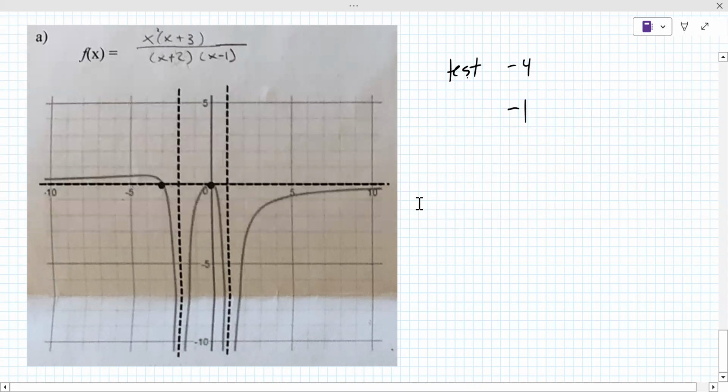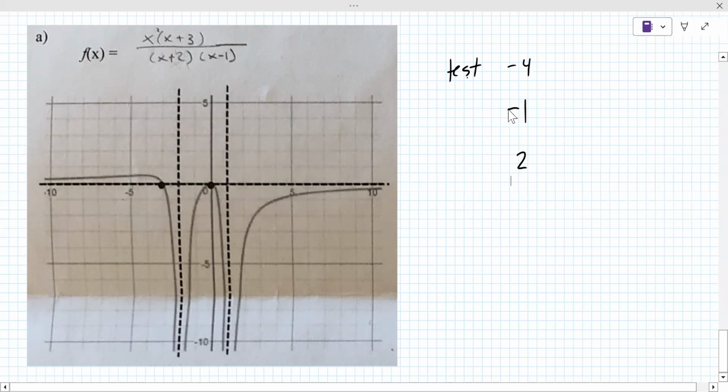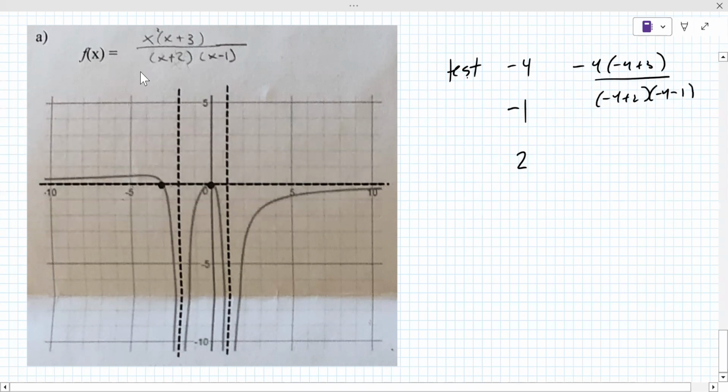And then you would want to test something over here. So let's say -4. So for the -4, it's -4 times -4 plus 3 over -4 plus 2, -4 minus 1. I don't like the factored form as much, but it maybe looks better. This is -1 times -4 is 4. And then this is -2, -5. So that's 10. So it's 4 over 10 or 2/5. So that looks good. This one looks good over here.